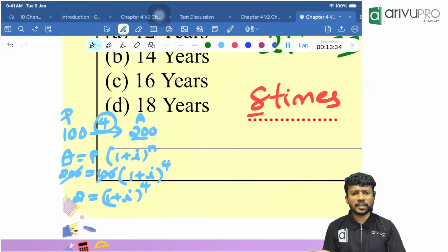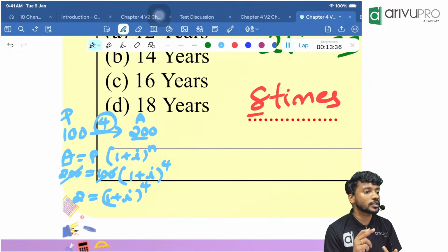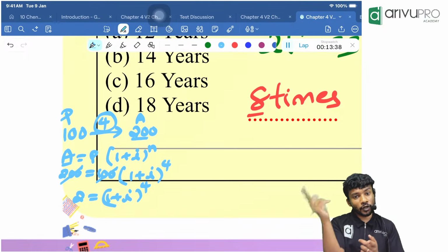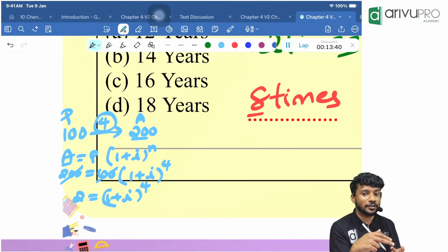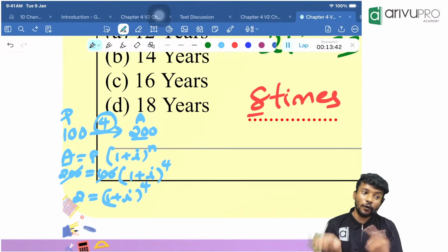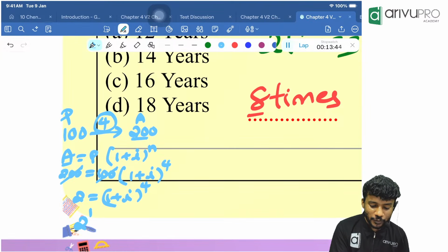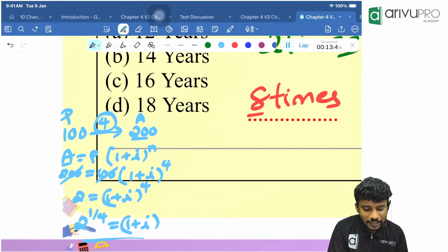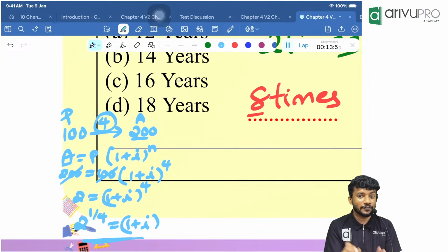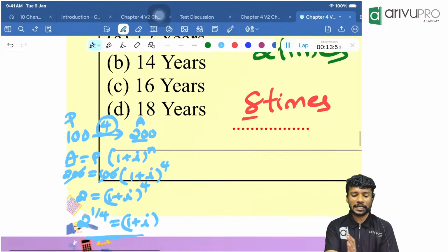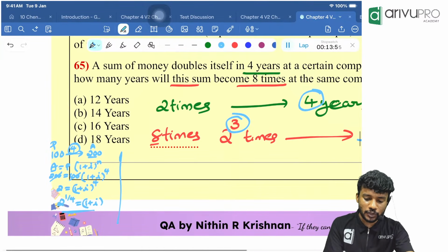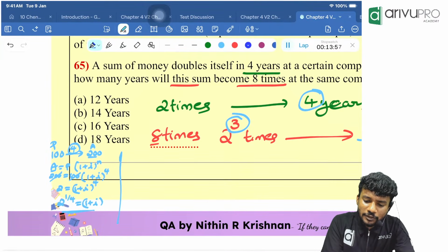So power goes to the other side means it will become root. If 2 goes to the other side, square goes to the other side, it will become square root. If 4 goes to the other side, it will become 2 raised to 1 by 4, which is equal to 1 plus I. That is the given value of 1 plus I, if you are doing it in the normal way. Then, what else is mentioned in the question? Then, how many years it will become?